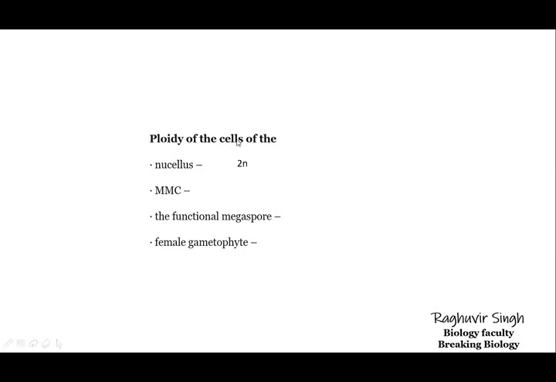Basically the nucellus is diploid, the microspore mother cell is again diploid, the functional megaspore is haploid, and the female gametophyte is also haploid.